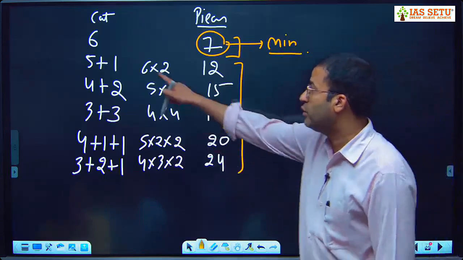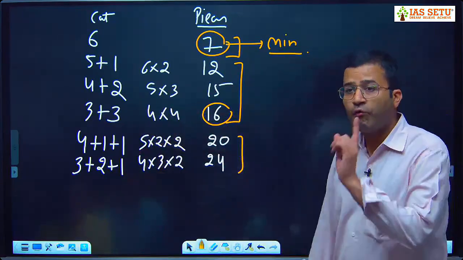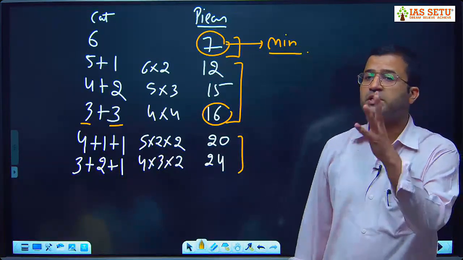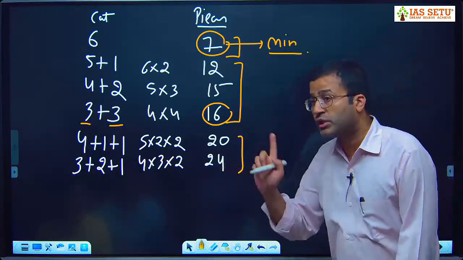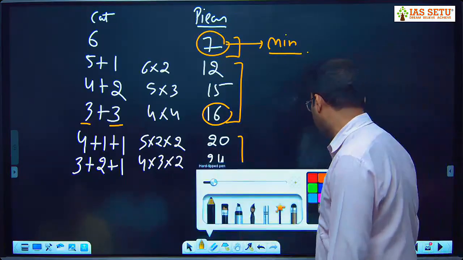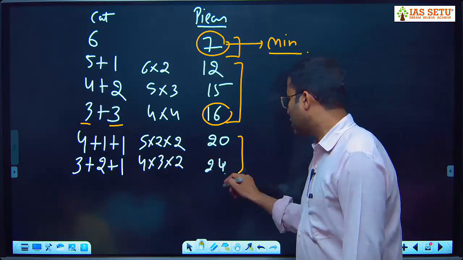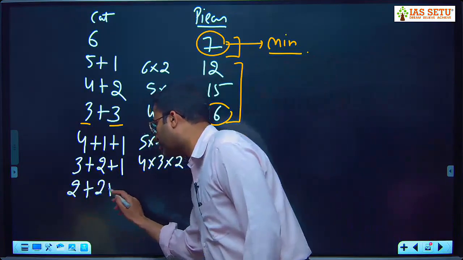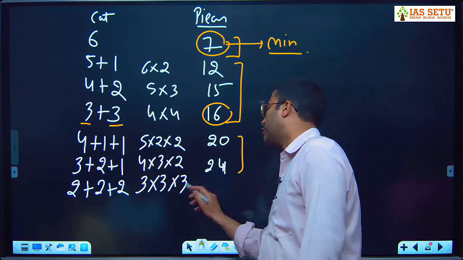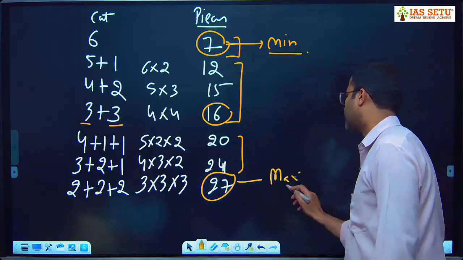Now try to observe, for 2 axes you have pieces 12, 15, 16. 16 is maximum for 2 axes. Why? Because this is an even distribution. 3 cuts on X, 3 cuts on Y. Let me tell you, this 24 is not maximum. For maximum number of pieces, your best distribution here will be 2 cuts on X, 2 cuts on Y, 2 cuts on Z. This is the best distribution. It gives you number of pieces 3 into 3 into 3, 27. And this 27 is the maximum number of pieces.